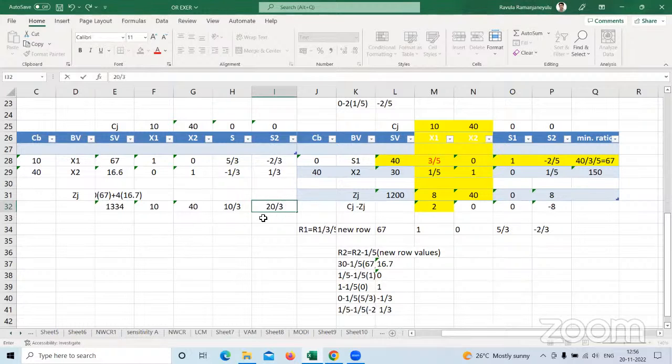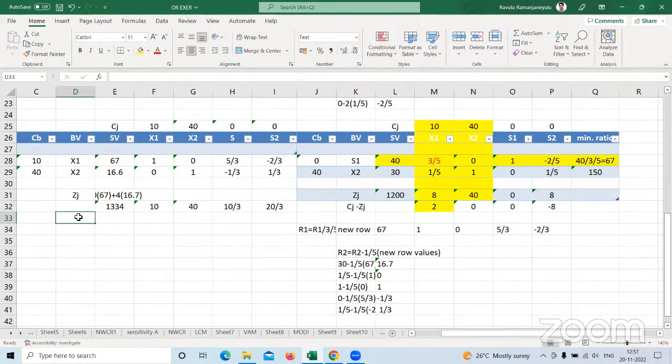Why do I want to write it as it is? Because if you make it somewhat decimal, somewhat fraction, somewhat other way, it is not possible for people to understand. So everything I'm making in fraction. Now the next, what we need to do, CJ minus ZJ. CJ values here 10, 10 minus 10 is 0. Second one is also 0.